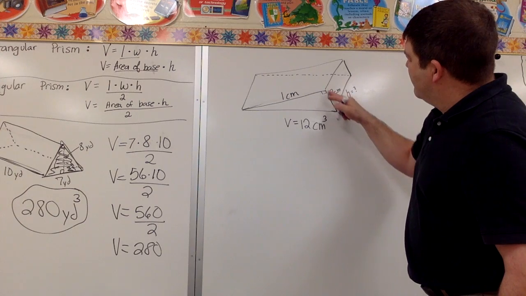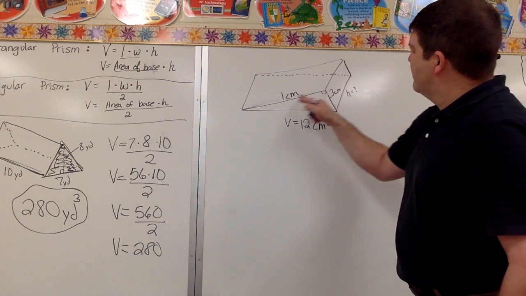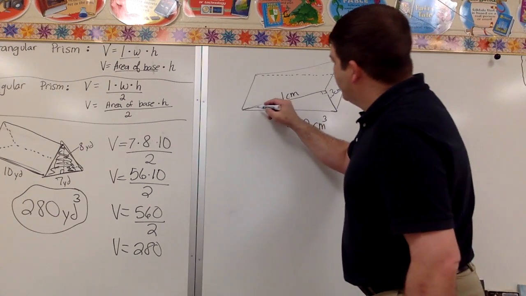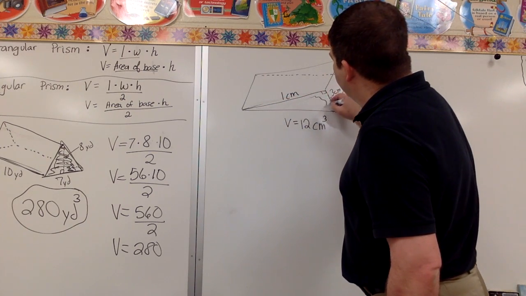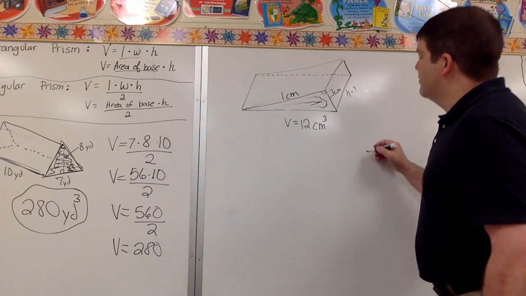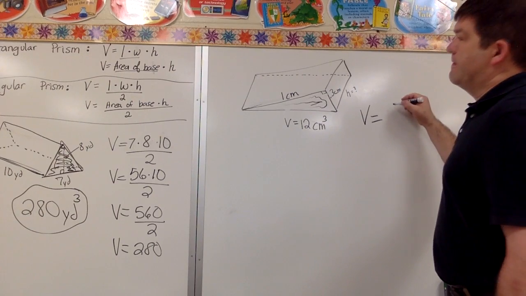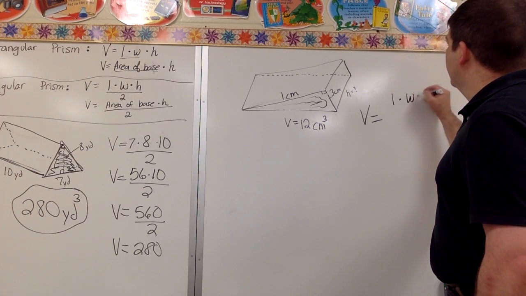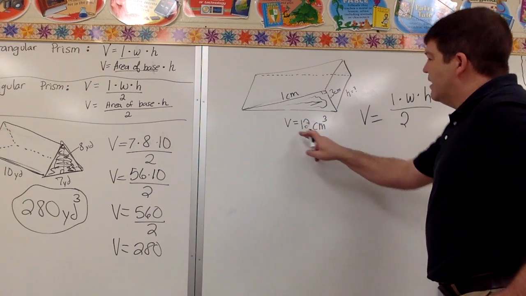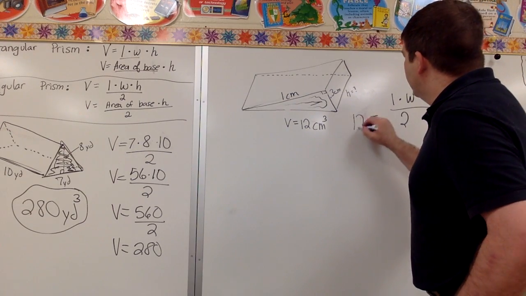This looks like my length of it, my width of it. I don't know what my height is, but I want to find the area of this one. Once I find the area of this triangle, I times it by h. So I look at my formula. Volume equals, let's see, length times width times height divided by 2. Okay, I actually know the volume on this one. So I'm going to erase my v and put 12.